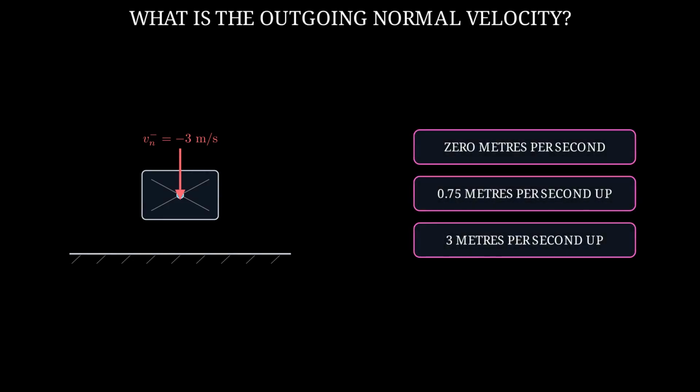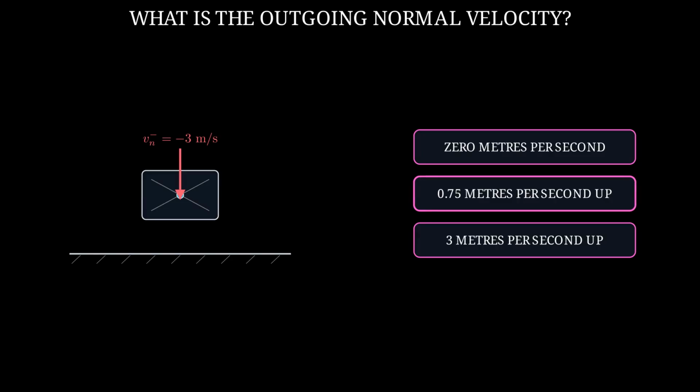The crate could stop at the floor. It could rebound upward at 0.75 meters per second, or it could rebound upward at 3 meters per second. Which complete outgoing velocity do you predict? Choose one before we update the momentum ledger.